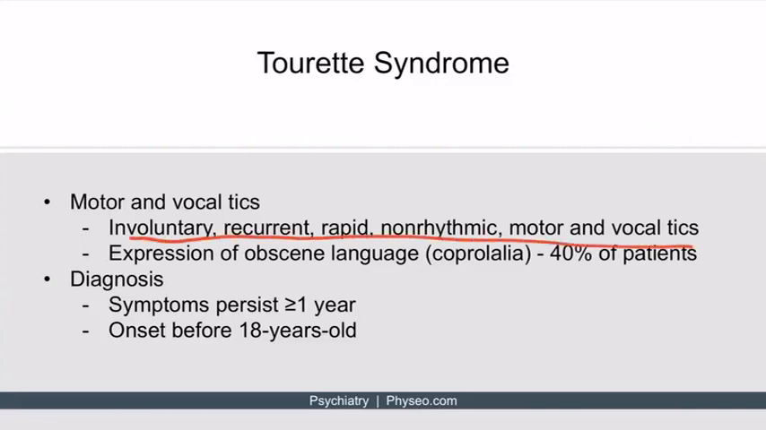These are often seen in the face, head, and shoulders. Occasionally, individuals affected by Tourette syndrome make involuntarily obscene gestures, as well as outbursts of explicit language, and this is known as coprolalia. However, this only occurs in about 40% of patients.